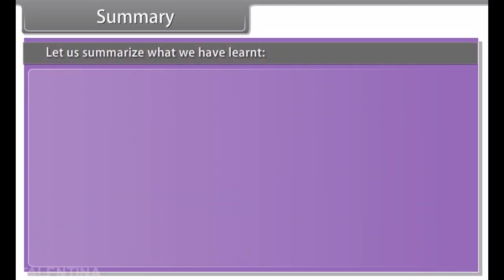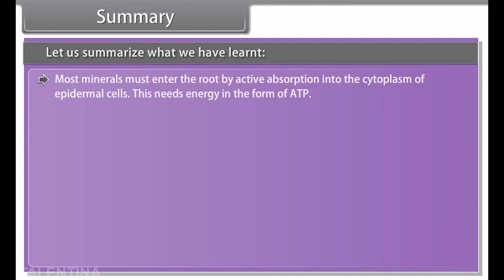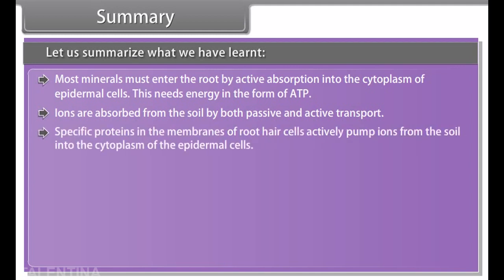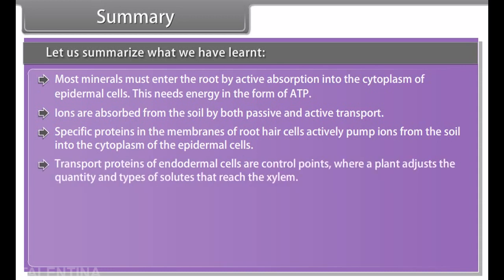Let us summarize what we have learnt. Most minerals must enter the root by active absorption into the cytoplasm of epidermal cells. This needs energy in the form of ATP. Ions are absorbed from the soil by both passive and active transport. Specific proteins in the membranes of root hair cells actively pump ions from the soil into the cytoplasm of the epidermal cells.